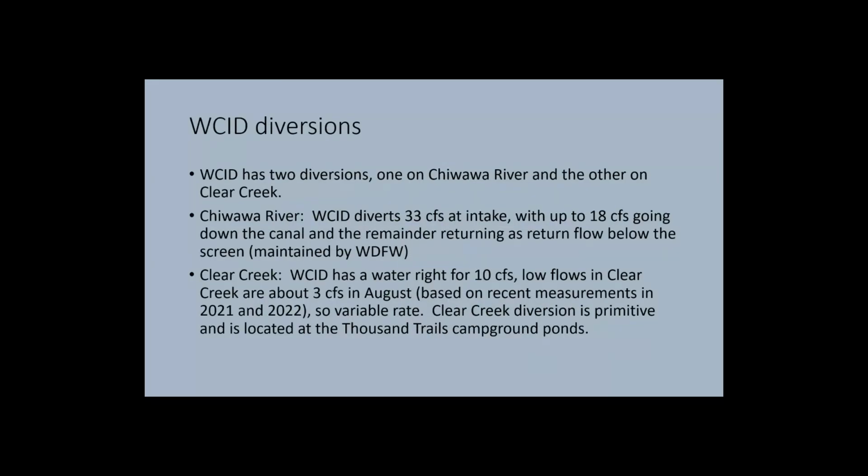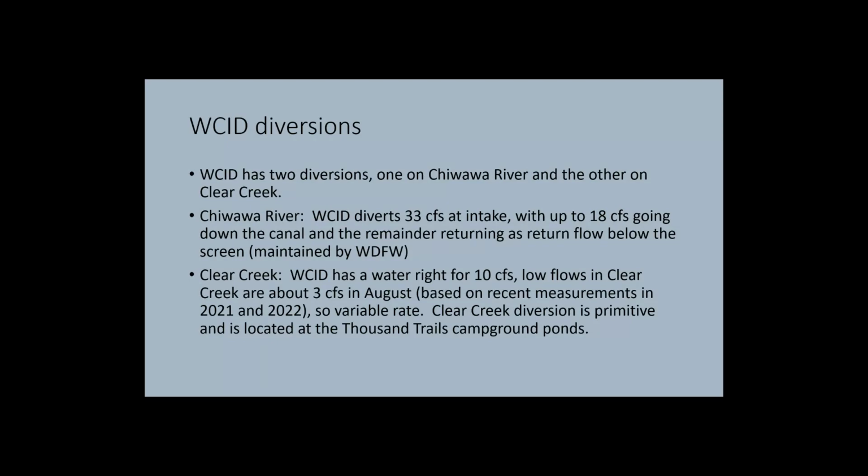Let me give you a little background and detail on the irrigation district. So WCID stands for Wenatchee Chihuahua Irrigation District. They have two diversions. One is on the Chihuahua River, and the other is on Clear Creek. And Clear Creek is the first tributary to the Chihuahua River as you go up the Chihuahua River.